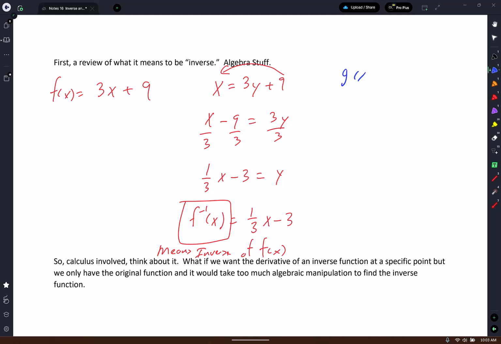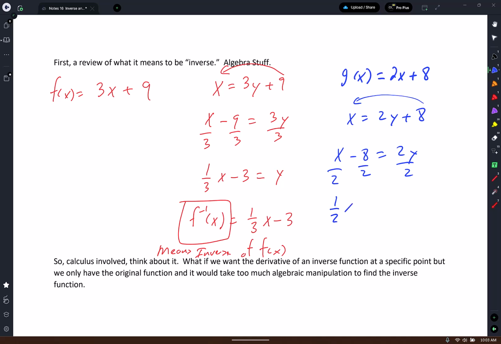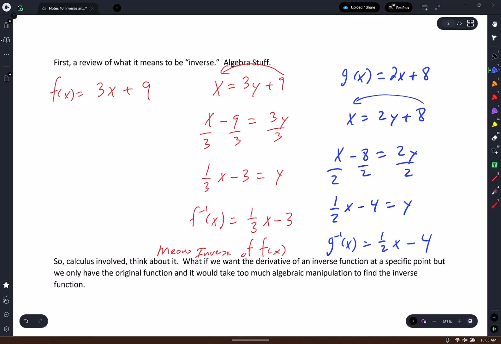So I'm going to write g of x, and I'm just making this up. Let's see. What do I like? 2x plus 8. All right. I'm finding the inverse. I'm going to switch x and what? Nothing crazy. I'm moving the 8 to the other side. I divide everything by 2, and then I call that inverse. So I'm going to write g to the negative 1 of x equals 1/2 x minus 4. Are we still okay? Okay.